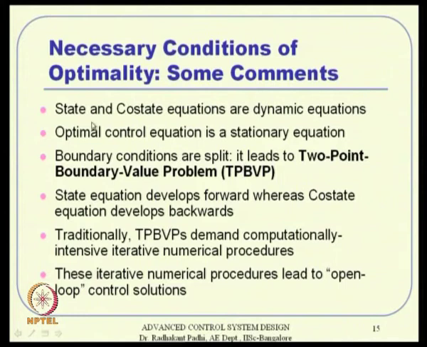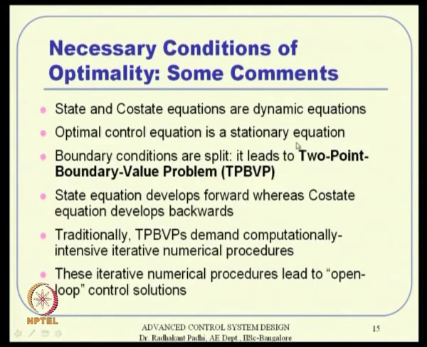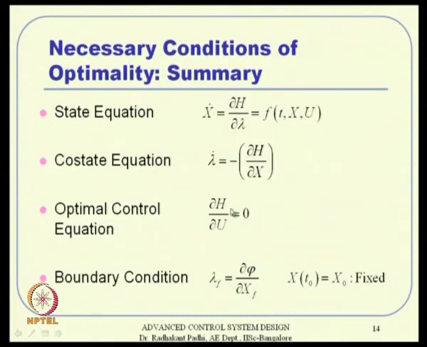First thing to notice: the state and co-state equations are dynamic equations. The optimal control equation, which is this equation, is sometimes also called a stationary equation. That means it is an algebraic equation, and if you attempt to solve this algebraic equation, then u becomes a function of x and lambda. So, for getting the solution from here, we really need to have an idea of both x as well as lambda. That is the difficulty.